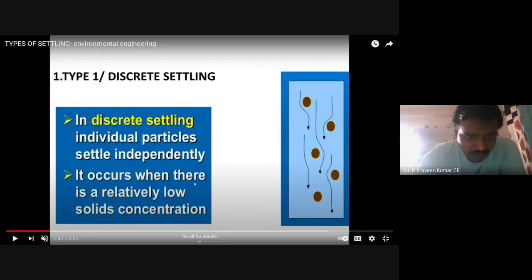It occurs when there is a relatively low solid concentration. So automatically, with very few particles in the suspension, the concentration is very low, and then it will settle individually at the bottom of the sedimentation tank. This will be named discrete settling or individual particle settling. That is type 1.